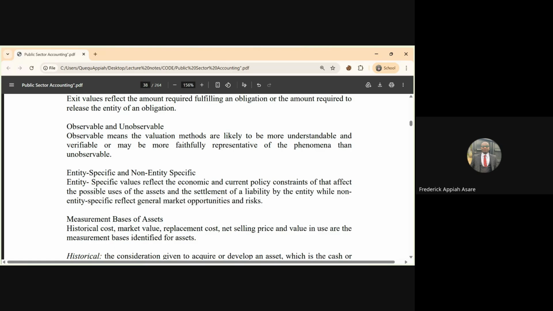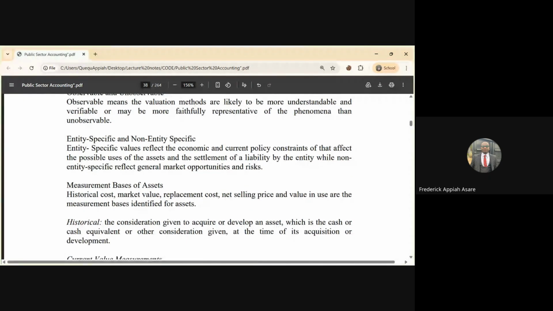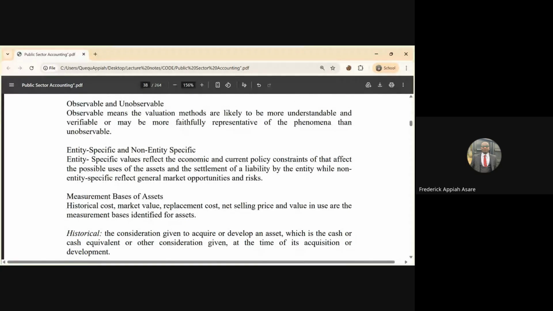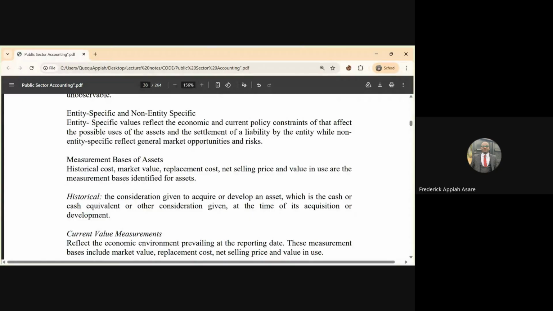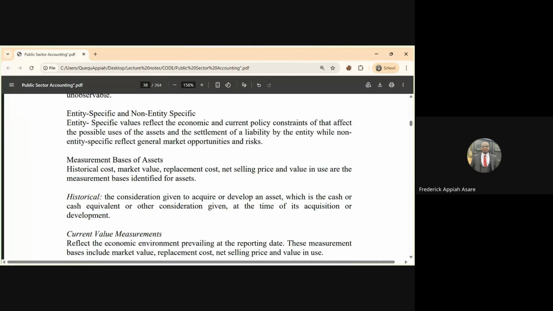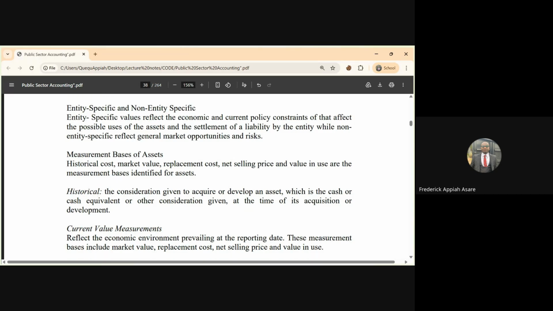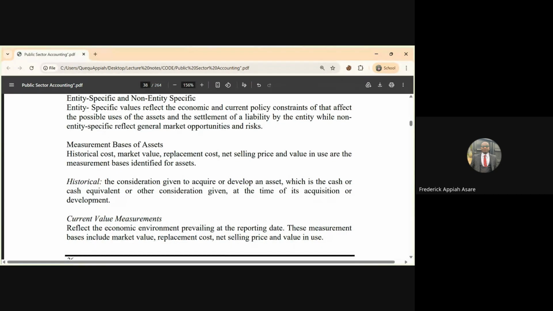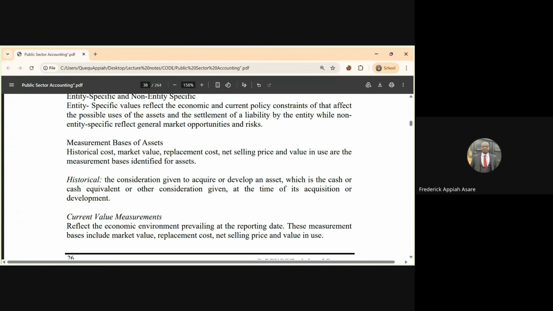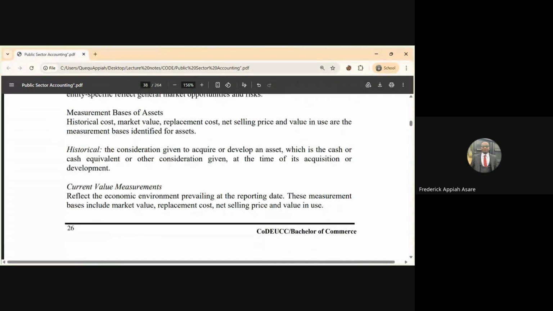Now let's look at observable and unobservable. Observable means the valuation methods are likely to be more understandable and verifiable, or may be more faithful representative of the phenomenon than unobservable. They will also consider the entity-specific and non-entity-specific, where the entity-specific values reflect the economic and current policy constraints that affect the possible uses of the assets and the settlement of the liability by the entity, while non-entity specific reflects general market opportunities and risks.